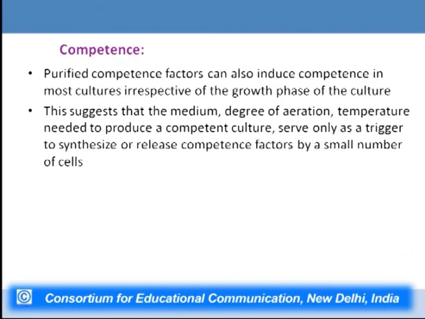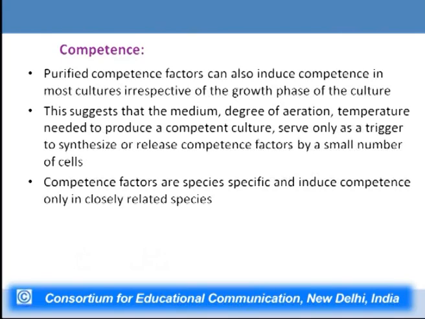This suggests that the medium, degree of aeration, and the temperature needed to produce a competent culture serve only as a trigger to synthesize or release competence factors by a small number of cells. So, all the environmental conditions which I talked about are required just for synthesizing or releasing competence factors by a small number of cells, and in that way they act as a trigger. After a small number of cells start synthesizing these factors, then the remainder of cells, which again varies from species to species, also become competent.